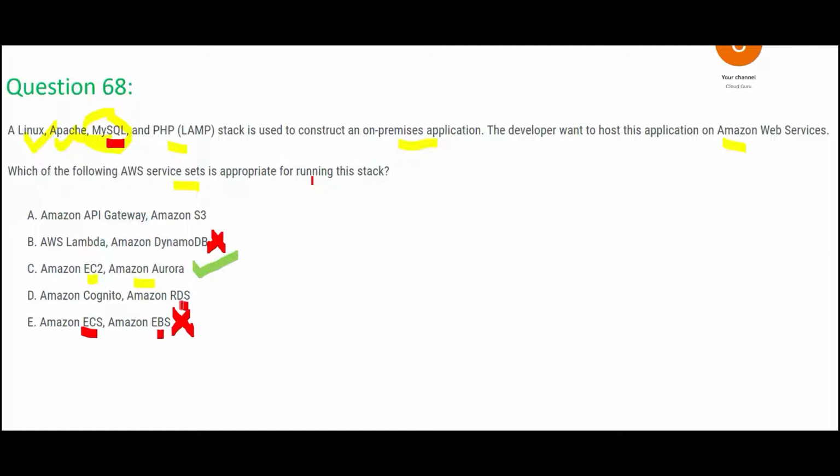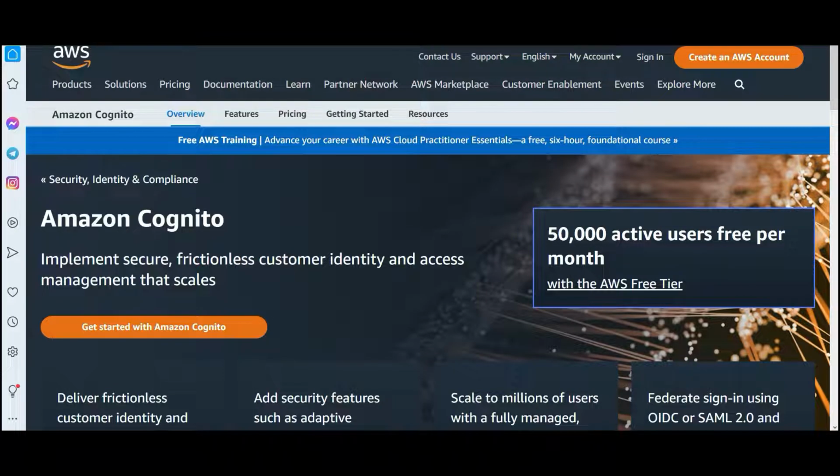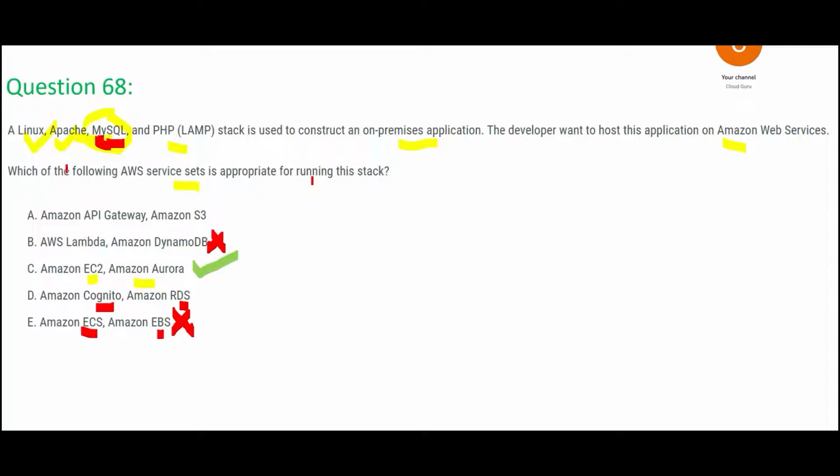D is making use of RDS to store the SQL database, which is fine, but it is also making use of Cognito. Cognito is an identity and access management solution. You cannot put Linux, Apache, and PHP on Cognito. Then the last one says use S3. So you do not put a database on S3, first of all. So that's wrong. And then it says to use API Gateway.